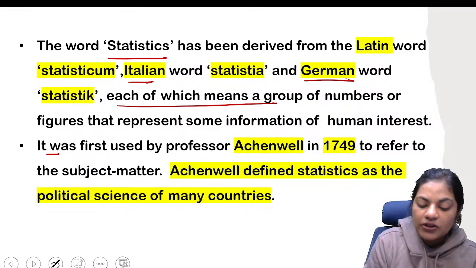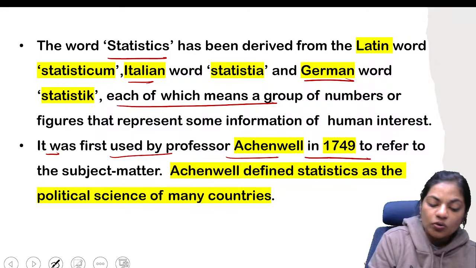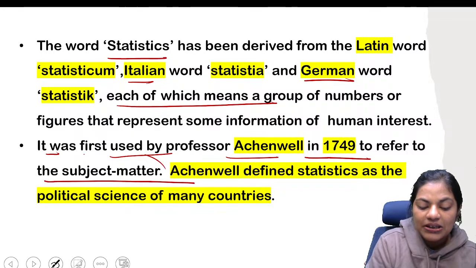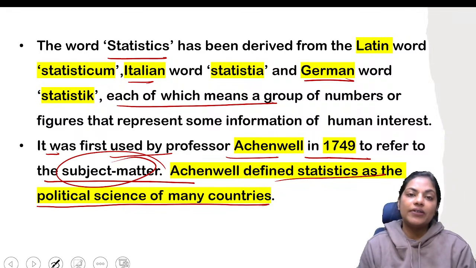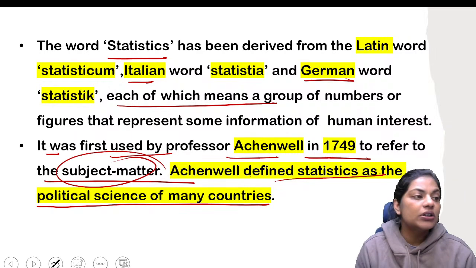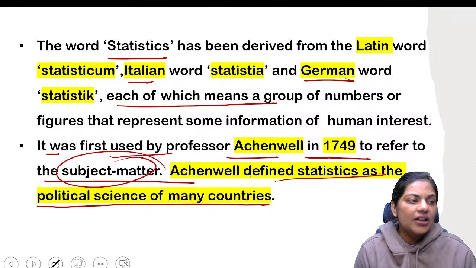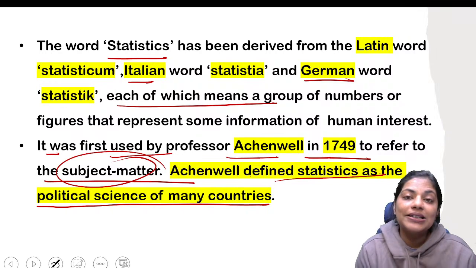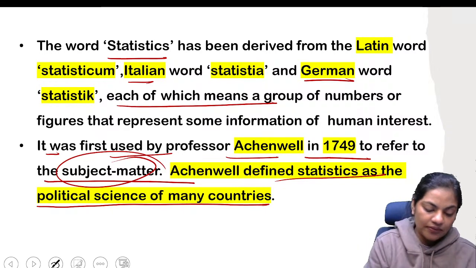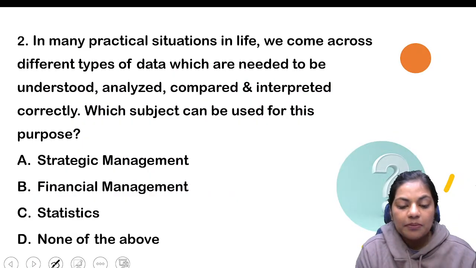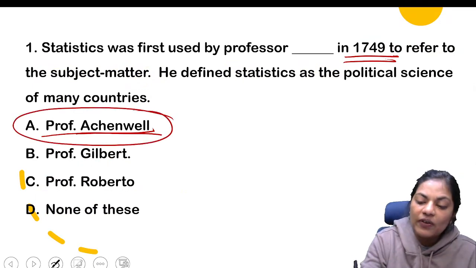Then, it was first used by Professor Achenwall in 1749 to refer to the subject matter, that means statistics. He defined statistics as the political science of many countries. Why? Because it is relevant for decision making. You will collect the data, and then you will take the decision. You will take care of all the relevant decisions. Correct? So if you go to question number 1, the answer will be Professor Achenwall.